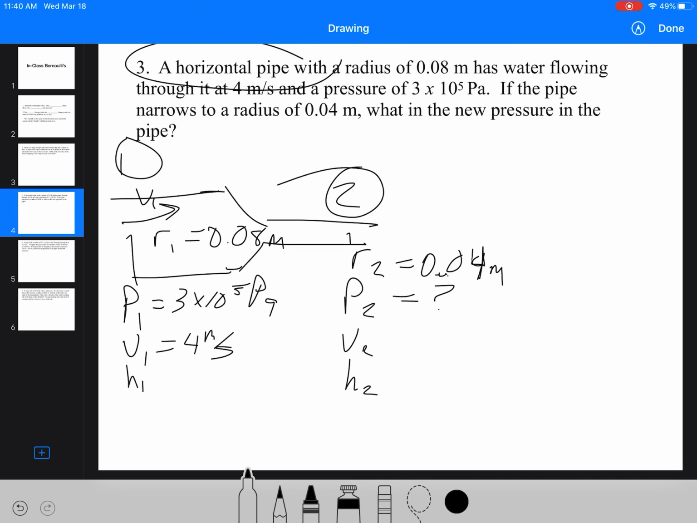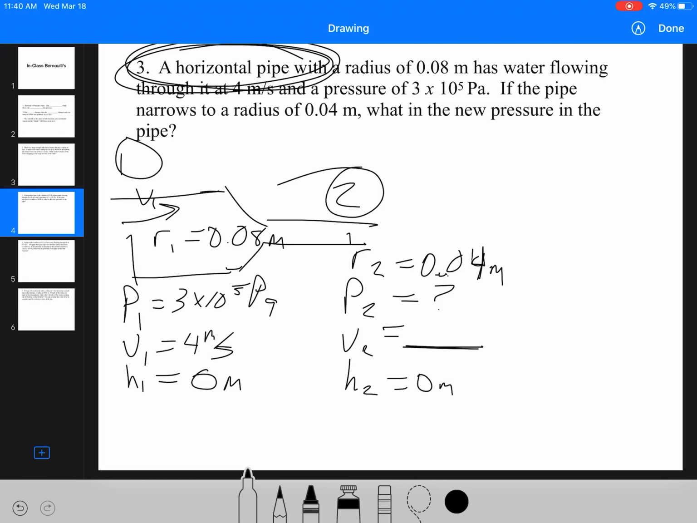Now, because this is a horizontal pipe, we can say that my height is constant. So we can define location 1 to have a height of 0. And if it's a horizontal pipe, we can also state that my height at location 2 is going to be 0. The really nice thing about that is then we can cross off the chunks with the H's on it. In order to do this, though, we first have to figure out what the velocity at location 2 is.